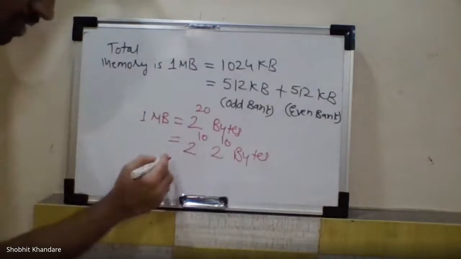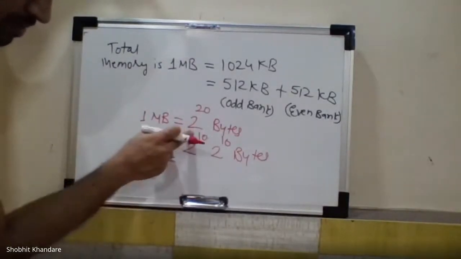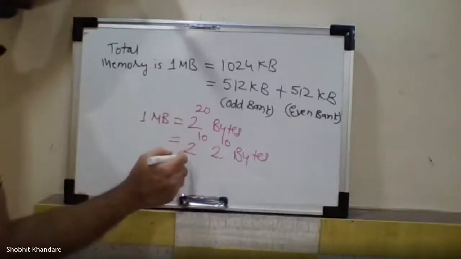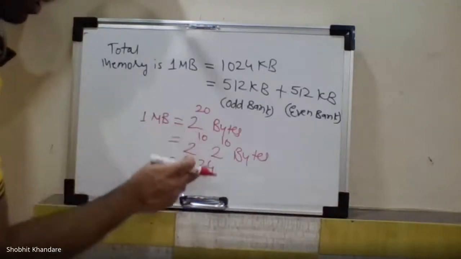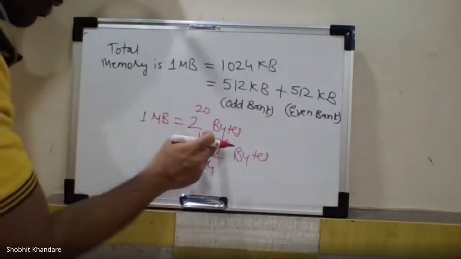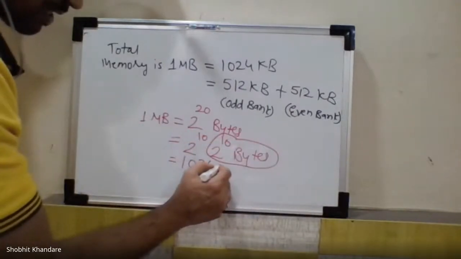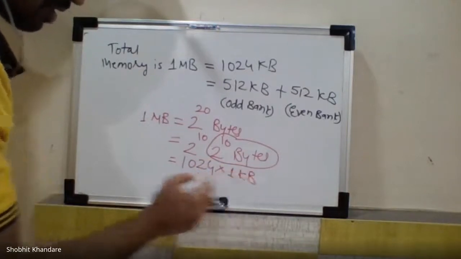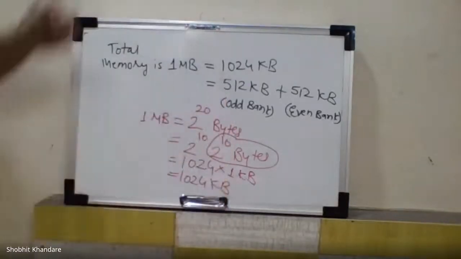And 2 to the power of 10, already I have told you, can be written as 1 KB, that is 1024 bytes. Yes, you can directly write, no problem. 2 to the power of 10 is nothing but 1024. And 2 to the power of 10 bytes, I gave you earlier, that is 1 KB. You can write here into 1 KB. So it is equals to 1024 KB.